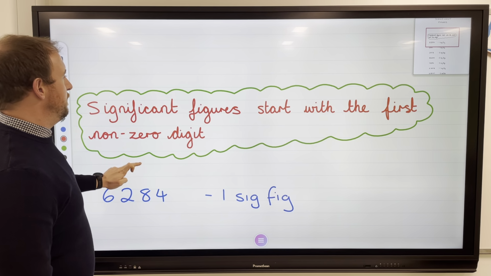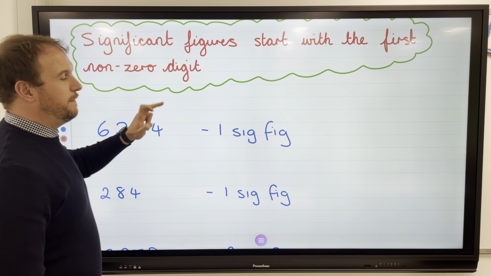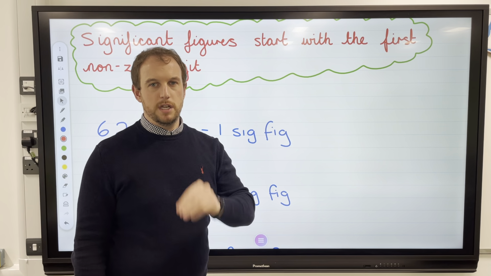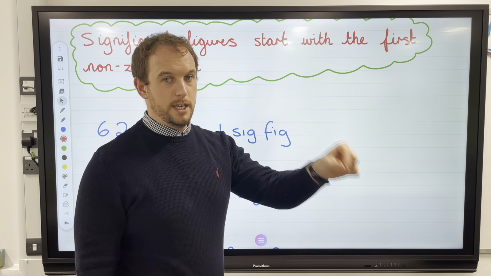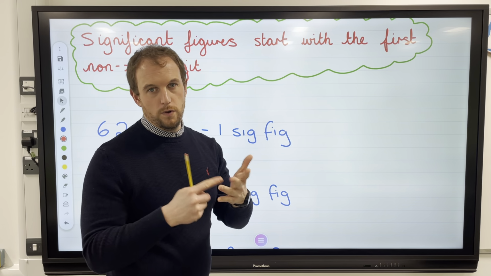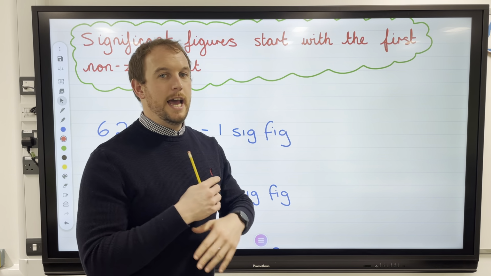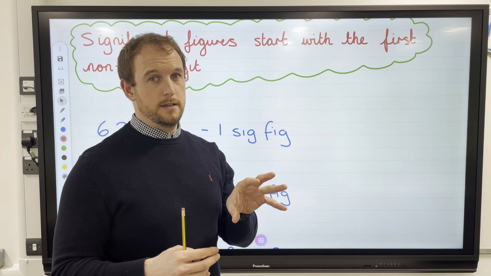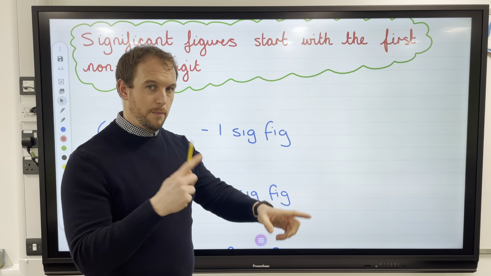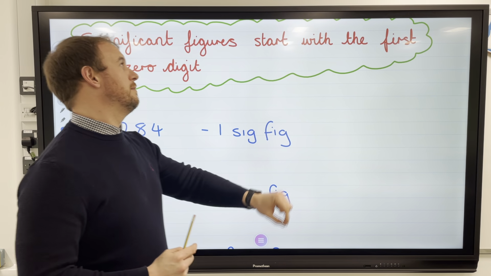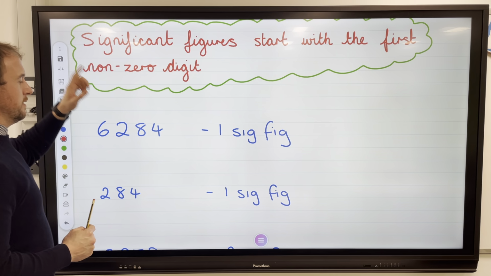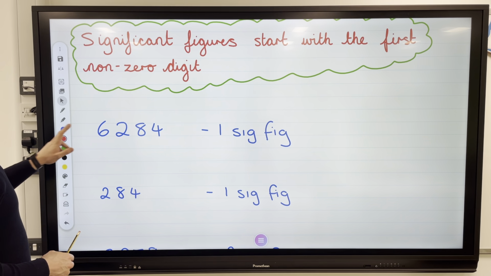So significant figures start with the first non-zero digit. Non-zero, so anything like a 1, 2, 3, 4, 5, 6, 7, 8, 9, any of them, that's when it starts. So write it down, put a cloud around it, that's your opening statement for significant figures. So I've got a load of examples then.